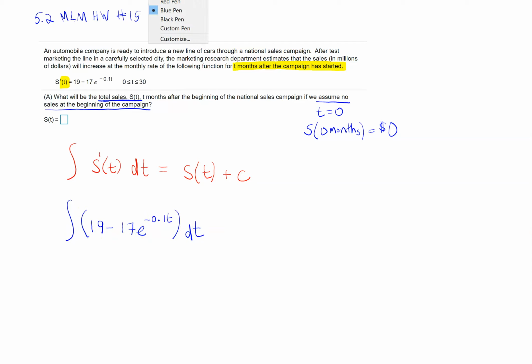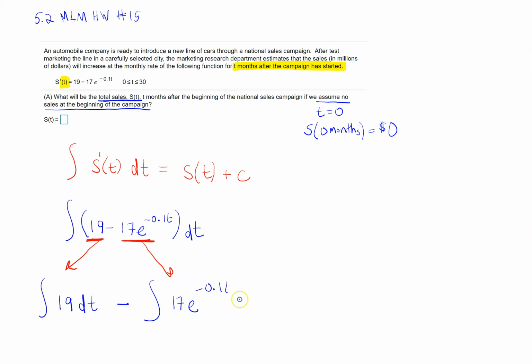Okay, now there's technically 2 terms in my integrand. There's 19, that's just a constant. So that would follow the reverse power rule. And then there's a term that has an e in it. So that would follow my reverse e to the x rule. So if it helps, you can split this integral up into 2 different integrals, especially since the terms are going to follow 2 different rules. So I need to find the integral of 19 dt minus the integral of 17e to the negative 0.1t dt. Okay, so let's start by finding the integral of this first term.